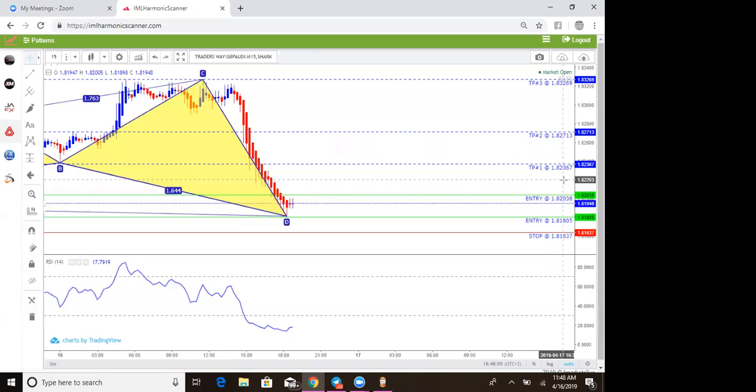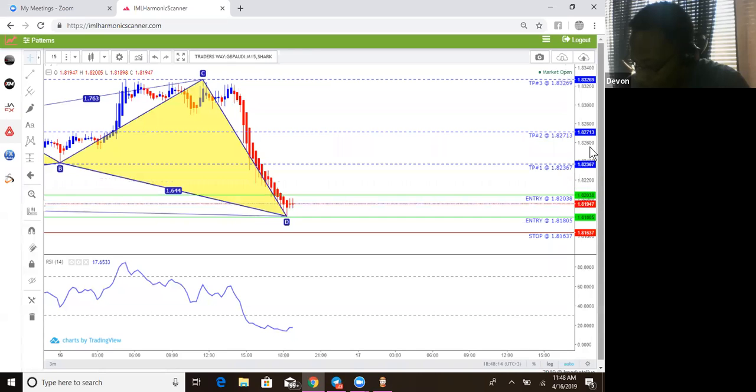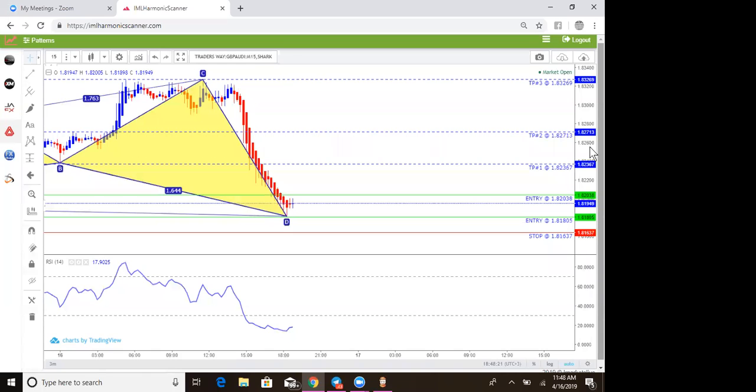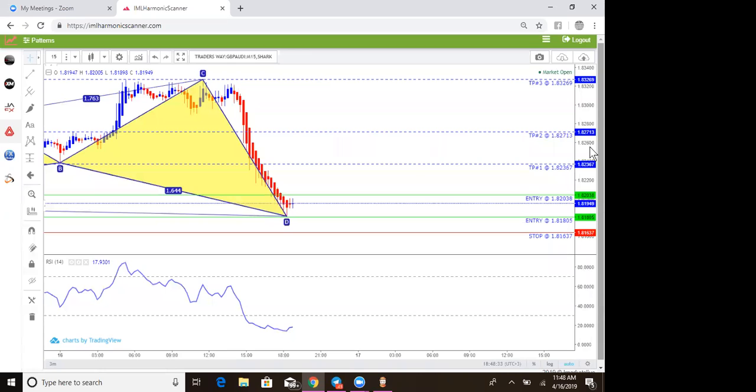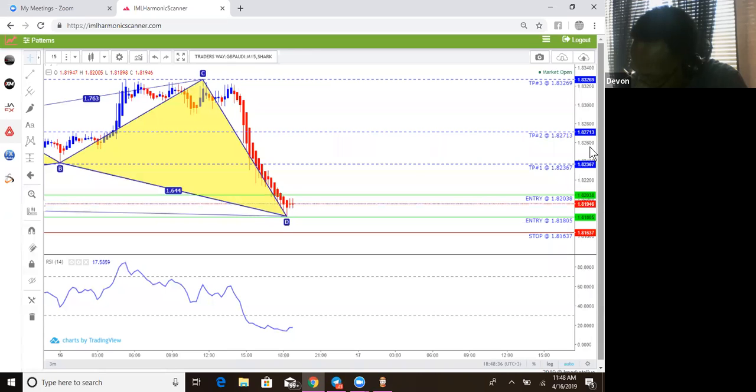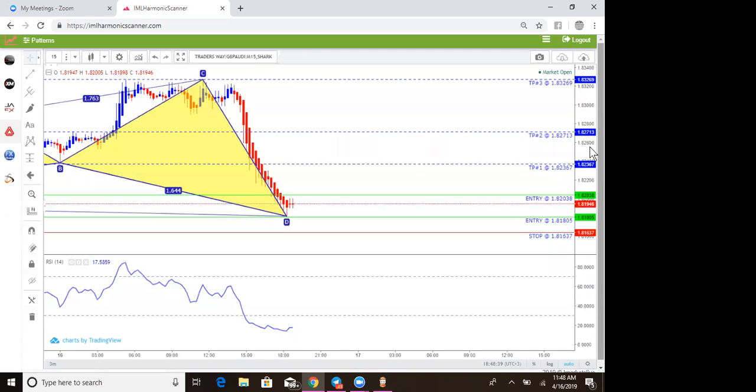So the take profit on here, we're just going to look at 8236. Put in your calculator 8236. In your calculator, you're just going to put 8236. Then we're going to do minus the entry price, which was 8180, right?